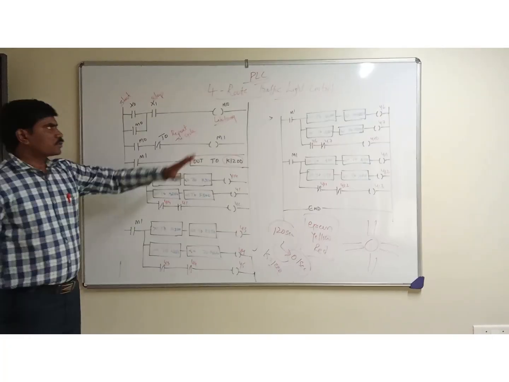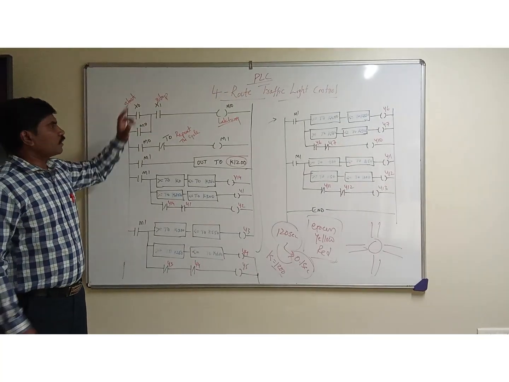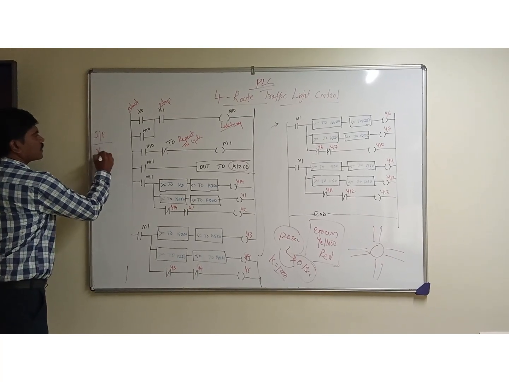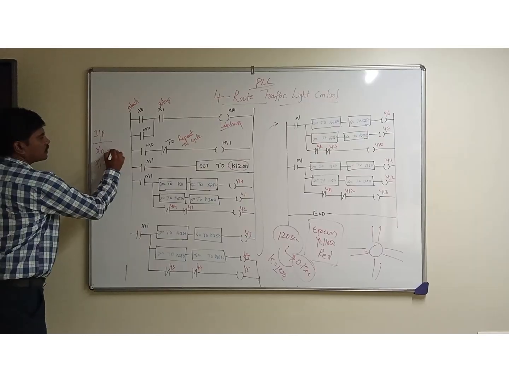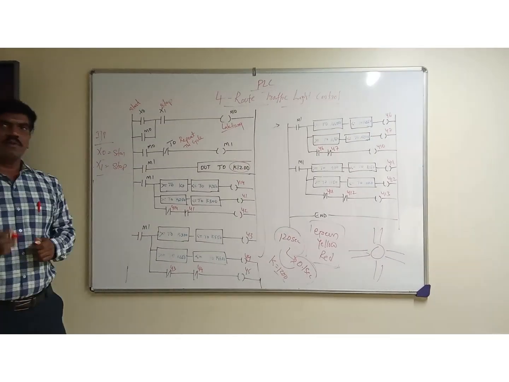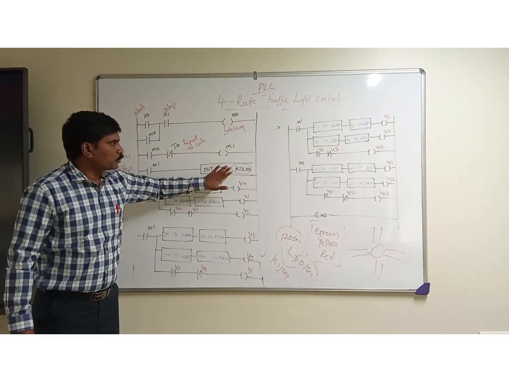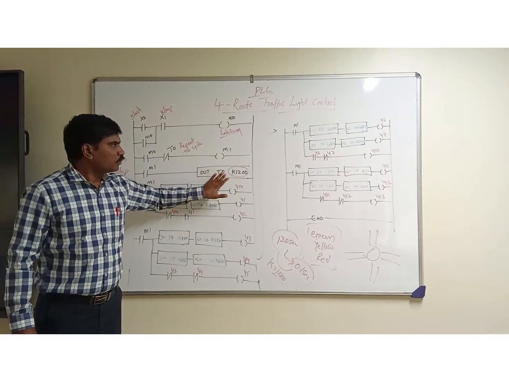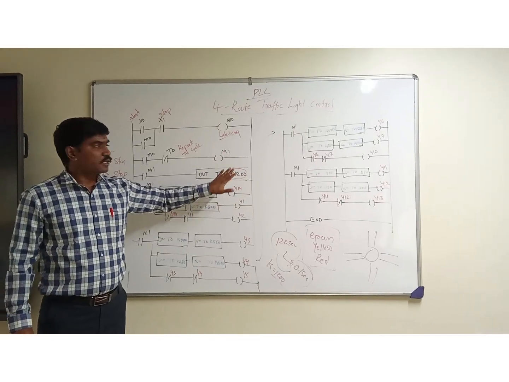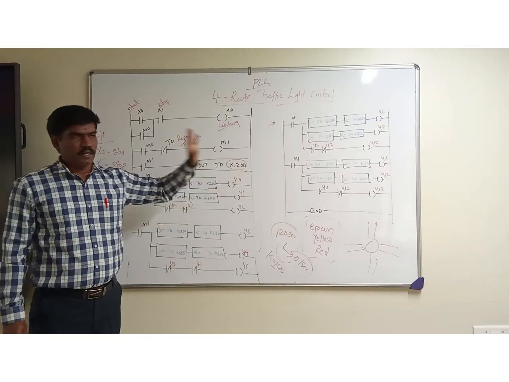Here we first start with our ladder logic in a simple way. First, the inputs: we have two inputs, X0 and X1. This is a start button and this is a stop button. Only two inputs we need to use here. Afterwards we use one timer, T0, that will count for 120 seconds, but its preset value is 1200.